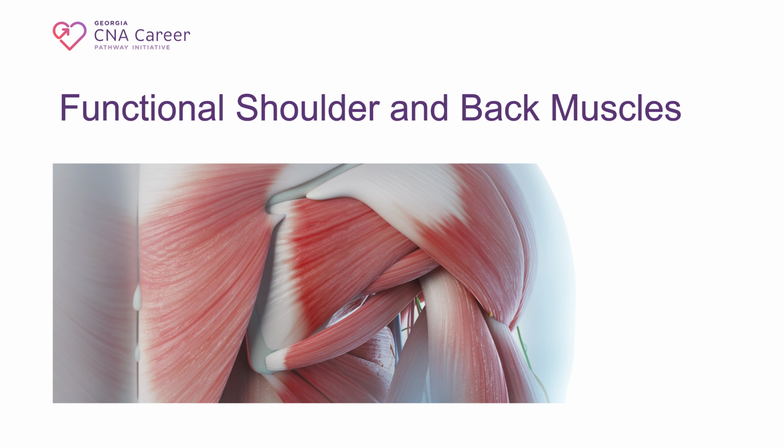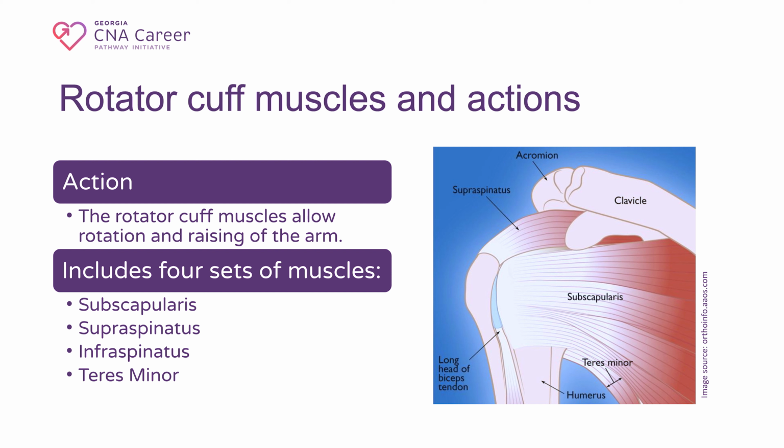The rotator cuff is important for providing a range of muscle movements to the arm. It is a set of muscles that enable the rotation and raising of the arm. The rotator cuff includes 4 sets of muscles: subscapularis, supraspinatus, infraspinatus, and teres minor. Let's review each muscle set's origin, insertion, and action.